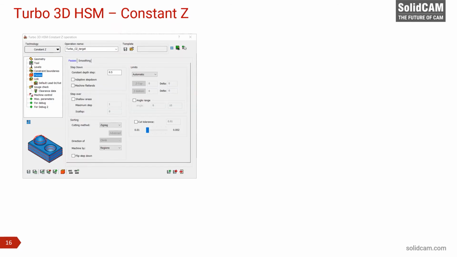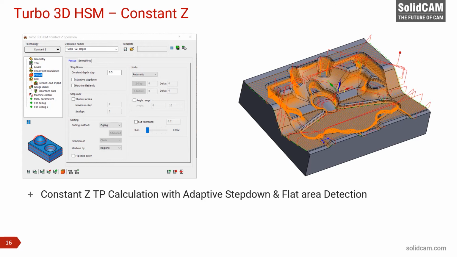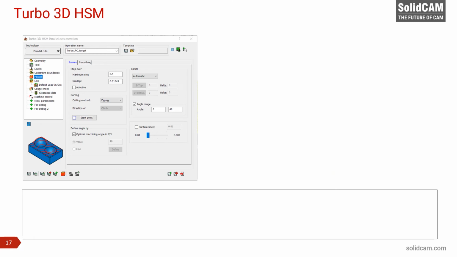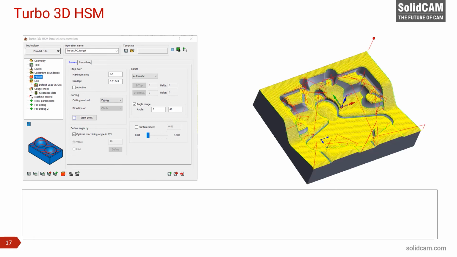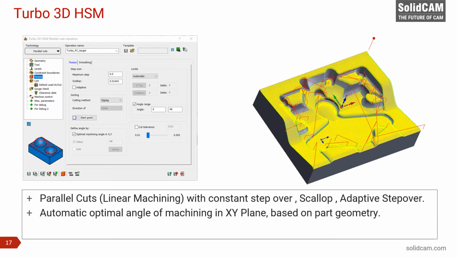As far as finishing goes, we have got constant Z in Turbo HSM. So it has got adaptive step down as well as flat area detection. Zigzag, one-way and spiral strategies are also available. Then we have the linear machining with constant step over, scallop as well as the adaptive step over. We also have optimal machining angle that the software can decide based on the XY plane and based on the part geometry.